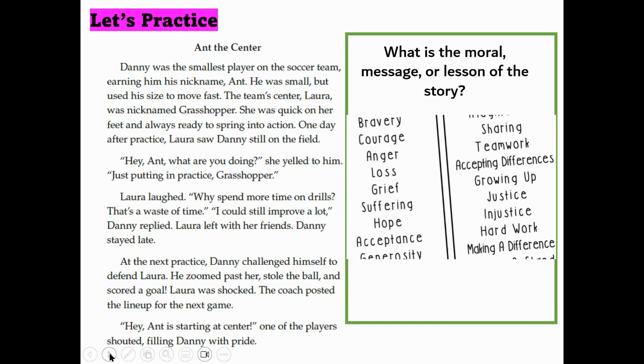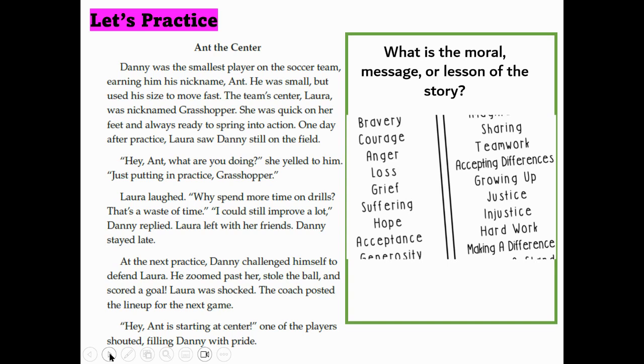One day after practice, Laura saw Danny still in the field. "Hey, Ant, what are you doing?" she yelled to him. "Just putting in practice, Grasshopper." Laura laughed. "Why spend more time on drills? That's a waste of time." "I could still improve a lot," Danny replied. Laura left with her friends. Danny stayed late. At the next practice, Danny challenged himself to defend Laura. He zoomed past her, stole the ball, and scored a goal. Laura was shocked. The coach posted the lineup for the next game. "Hey, Ant is starting at center," one of the players shouted, filling Danny with pride.